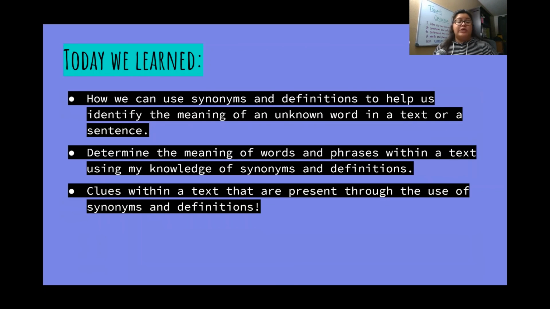Today we learned how we can use synonyms and definitions to help us identify the meaning of an unknown word in a text or a sentence. We also learned to determine the meaning of words and phrases within a text using our knowledge of synonyms and definitions. And we learned what clues to look for within a text that are present through the use of synonyms and definitions.